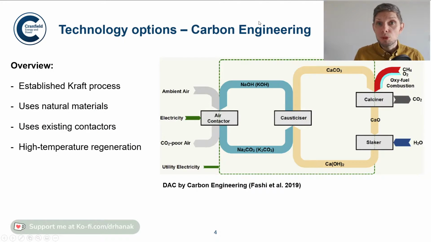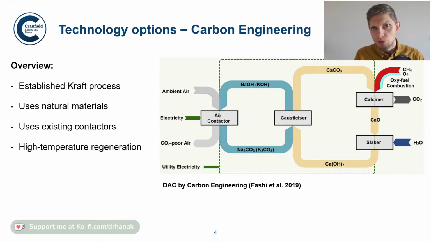And there are a couple of options there, right? So we've got Carbon Engineering, which is a high-temperature system, basically based on the Kraft process, for example, in the pulp and paper industry. It uses natural materials, which is quite promising, sodium or potassium hydroxide. We've got dual loops over there. I would not go into details, but it uses existing contactors, existing equipment.